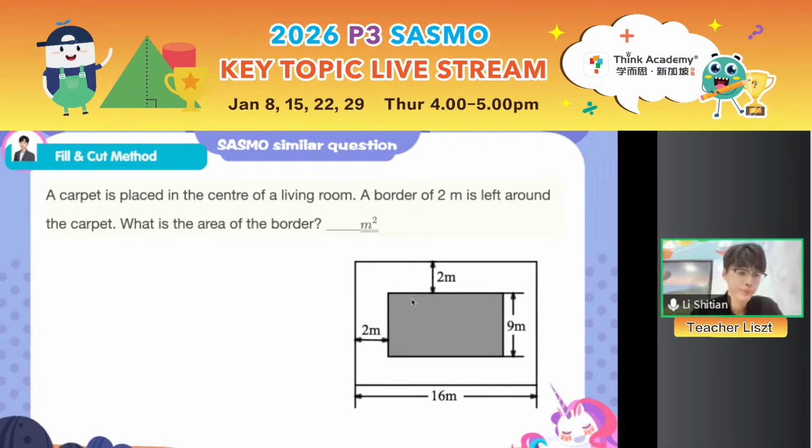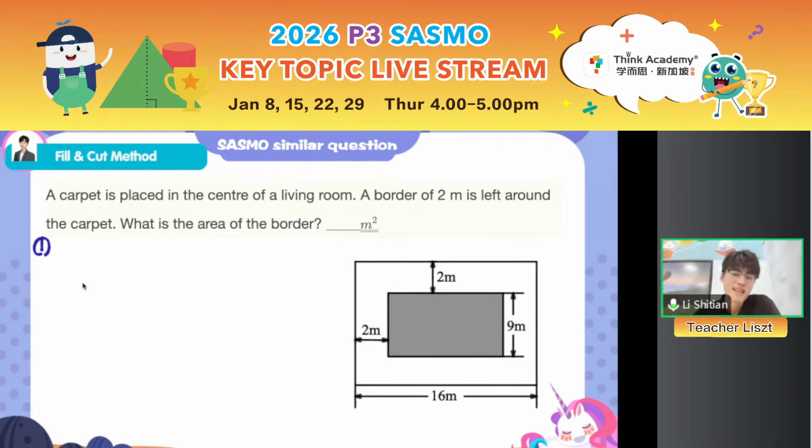Who cuts who? Who minus who? The big one minus the small one, right? Because we want to find out the border here, which is the white one. So we need to use the area of the big rectangle minus the shaded one. Then we find out the area of the border, right? So now let's try method one, which is the fill and cut method.